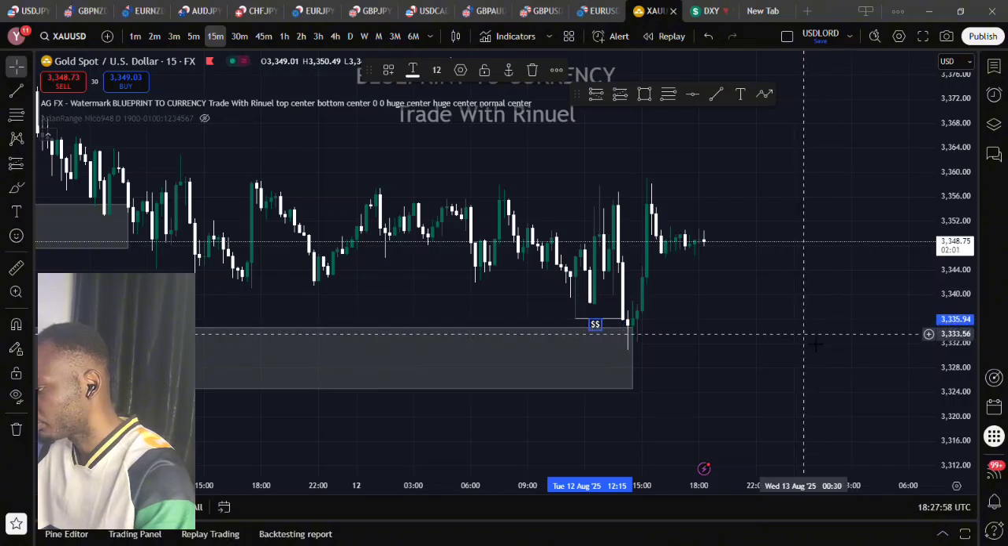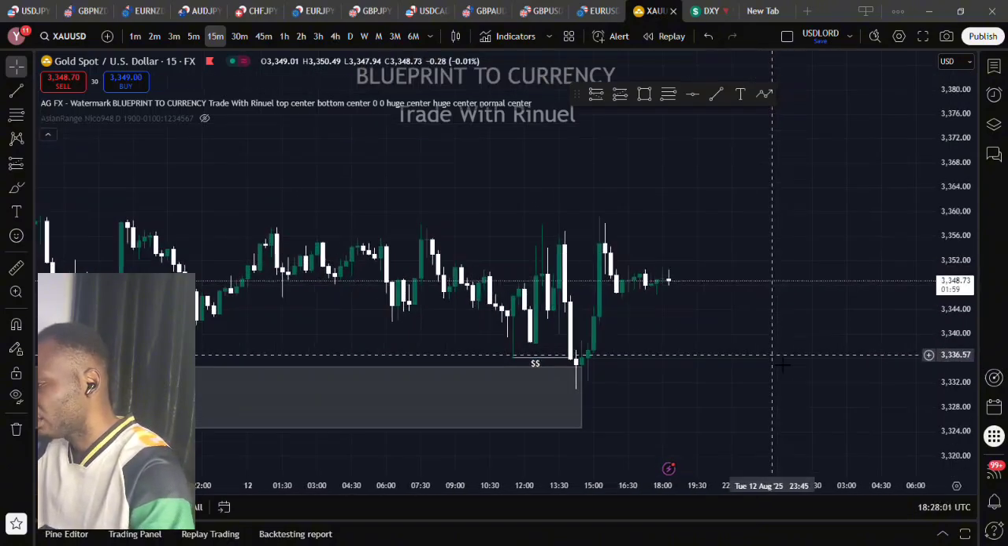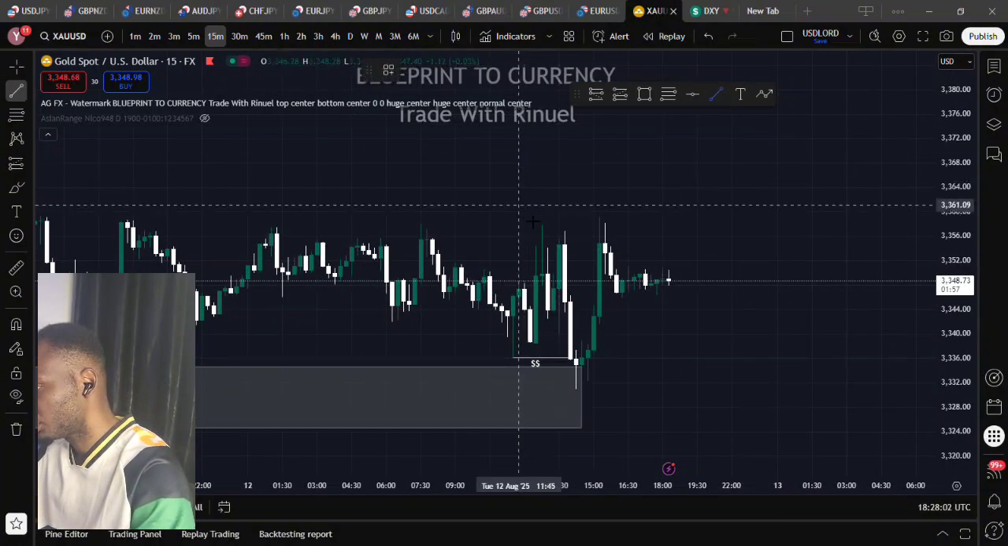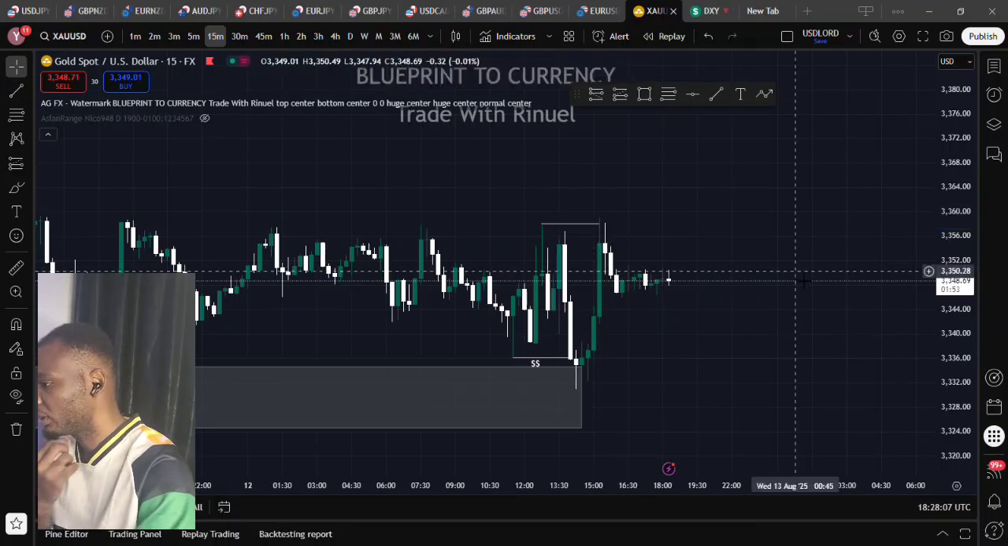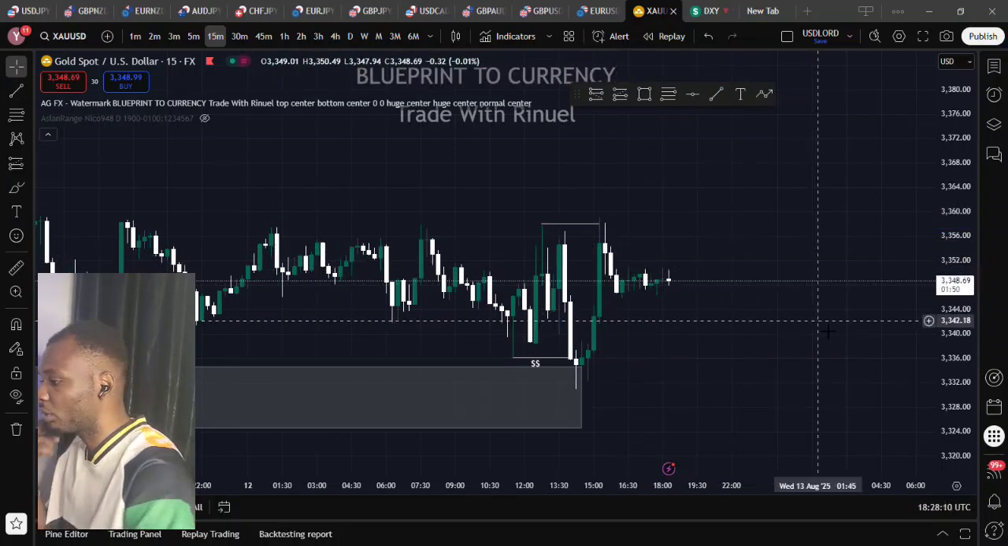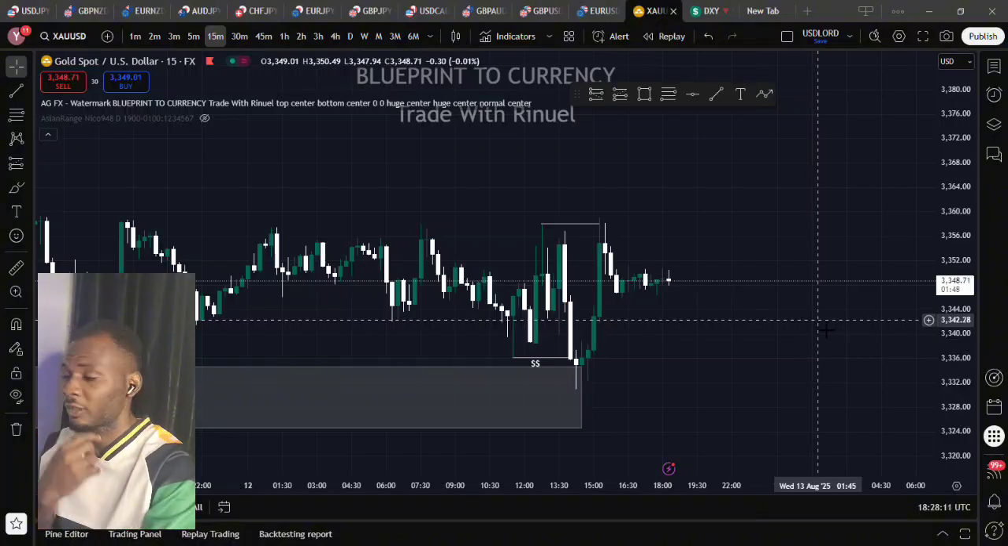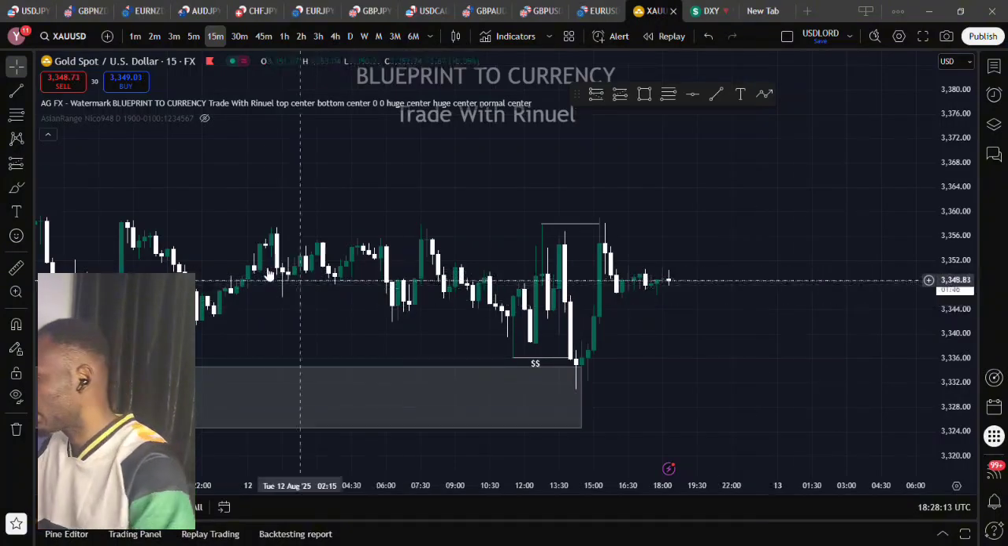Liquidity sweep. Right? Was there a break of structure? Yes, there is, a little bit, even though there was no break out with the body. This did not exactly break out with the body, because a break of structure is supposed to break out with a full body. But then I'll still count it.